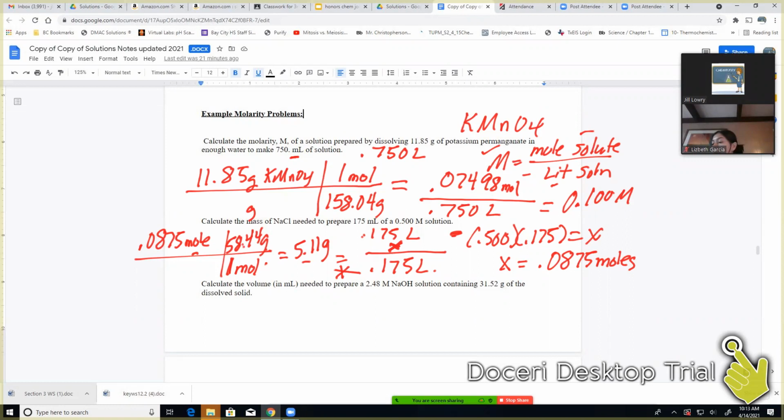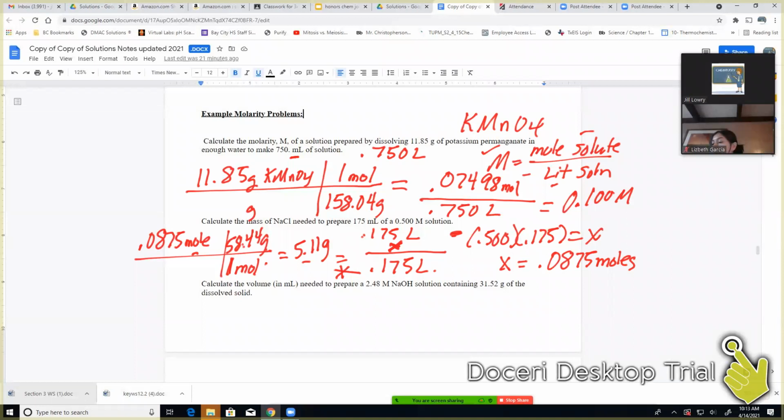Anybody have any questions on any of that or that little bit of algebra or anything? The 58.44 is the molar mass? Yeah, like if you would have had to look up on the periodic table. Yep. All right, then let's look at one more exciting example.